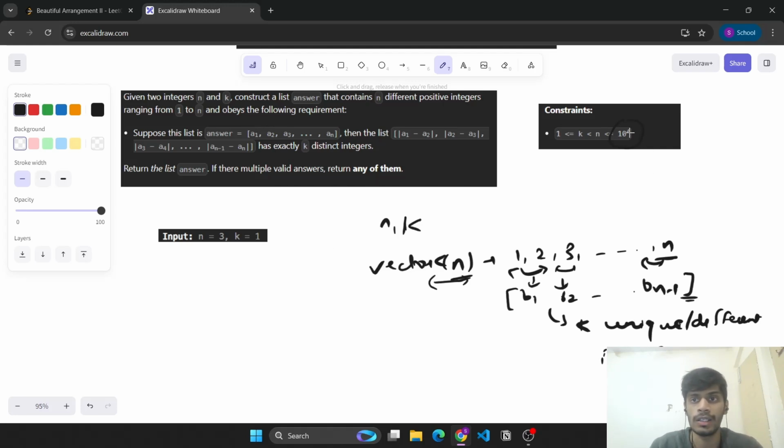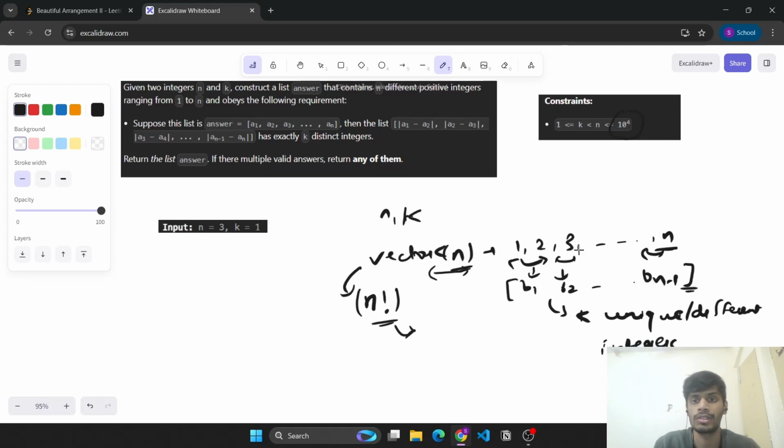But as we can see in the constraints, they are of the order of only 10 to the power 4. If we try all the possible permutations of these n numbers, that will be of the order of n factorial, so the constraints will not allow it. We need to greedily find some constructive algorithm to satisfy the condition. We could traverse through all the permutations and check whether each satisfies the condition, but that would only be feasible if n was of the order of 15 to 16.